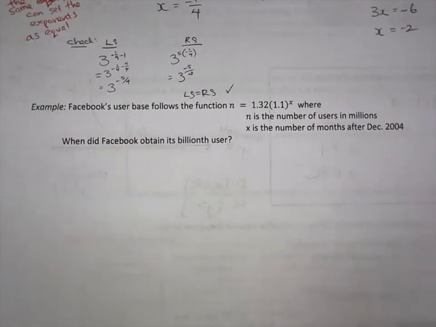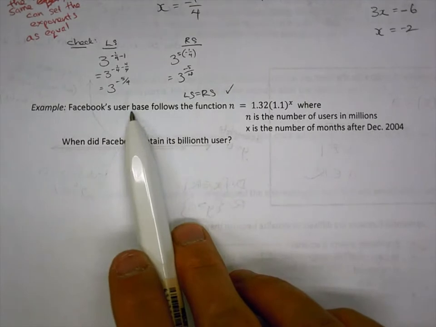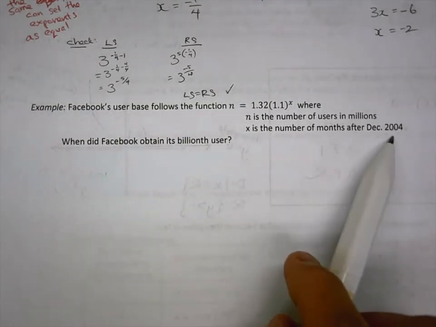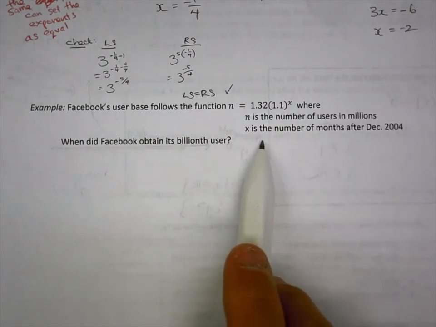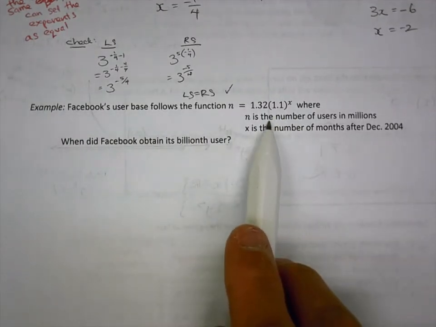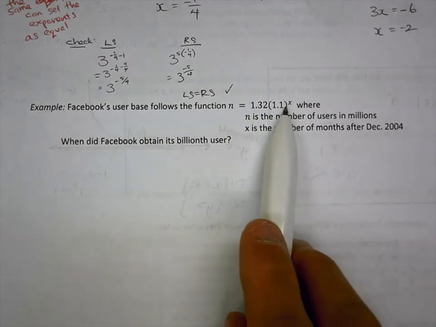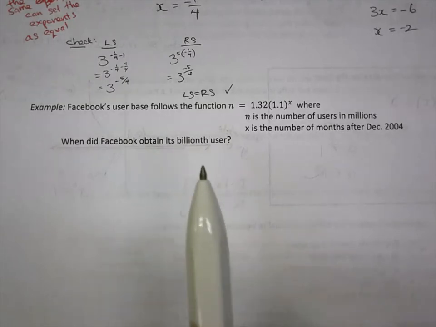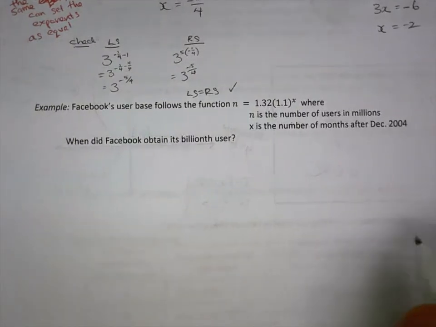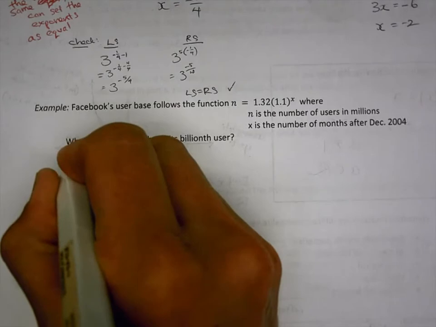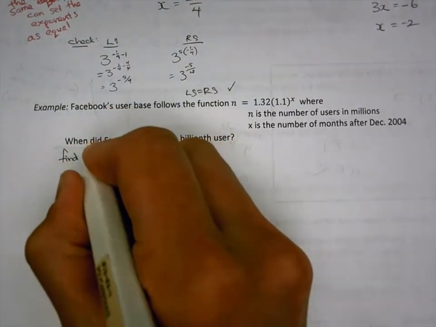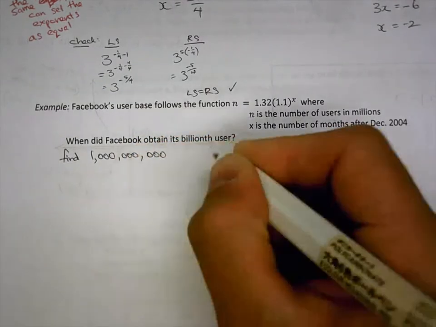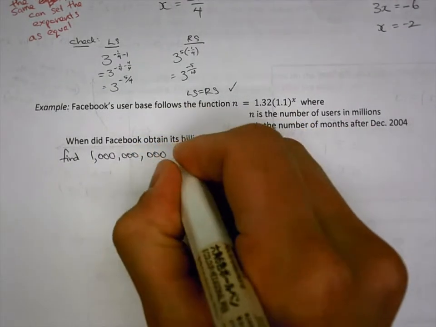Facebook. We have a function that gives us the number of users based on the number of months after Facebook was born in 2004. So x is the number of months after Facebook started, N is the number of users in millions. So if I sub in a number of months, I'm going to find out how many users they have. When did Facebook obtain its billionth user? So I'm going to find the 1 billionth user.